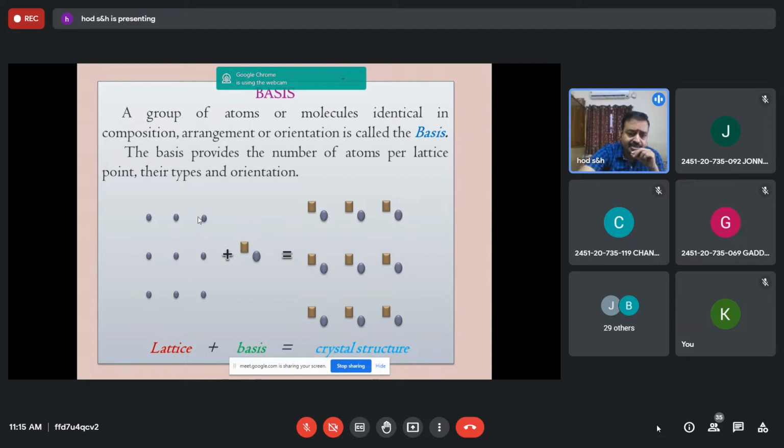So the space lattice consists of imaginary points in space, and basis is a combination of identical and similar molecules or atoms associating. That means each identical unit should be associated at this point, so that the crystal structure will come. So lattice plus basis gives you the crystal structure. This definition also you should remember.